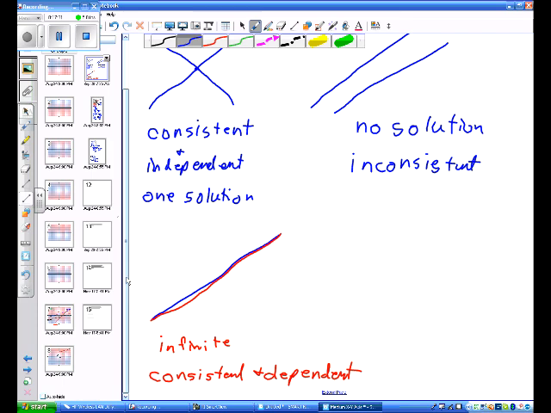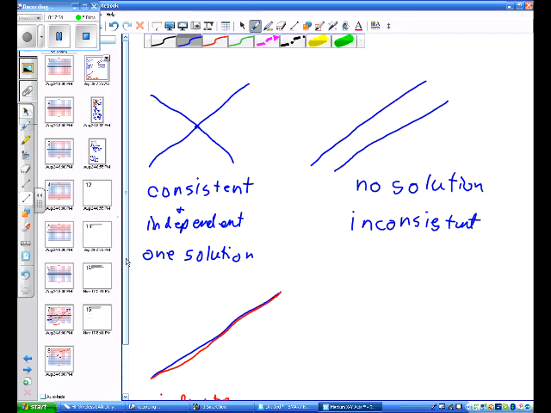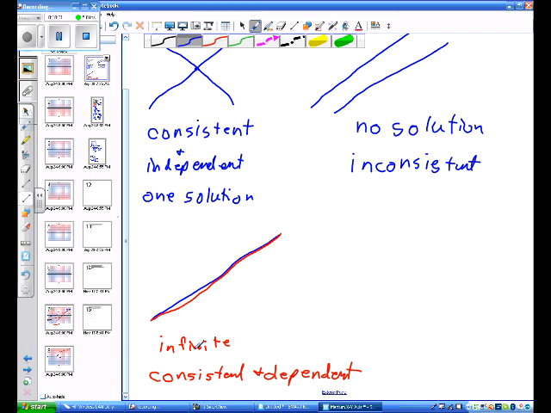Now, if our variables had dropped out like they just did and it had been a false statement, then that's when we would know that we had parallel lines and there was no solution. So that's how you know when these two situations occur. When the variables drop out and you're just left with a number equals a number, if it's a false statement, like 5 equals 4, well then they're parallel lines and it's inconsistent. There's no solution. When it's a true statement, there's going to be an infinite number of solutions and our system is consistent and dependent.